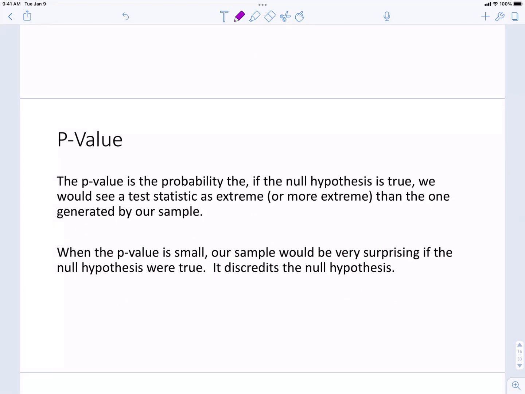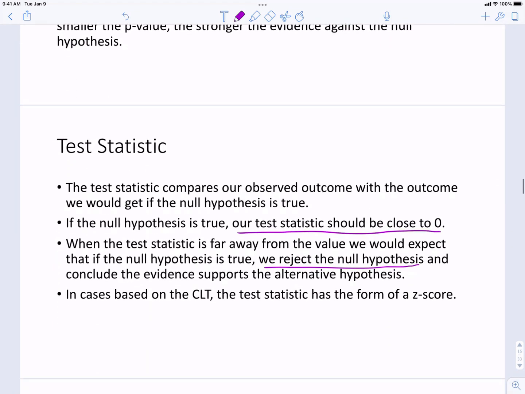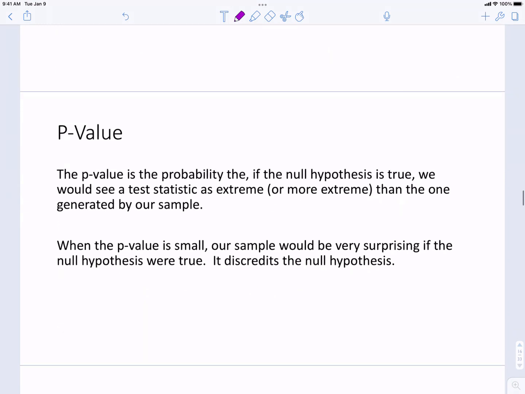Just a few more words, I promise, and then we're getting to an example. So a p-value. The p-value is the probability that if the null hypothesis is true, we would see a test statistic as extreme or more extreme than the one we've got in our sample. So that's why I said back here, if we think about our case of discrimination, our p-value was 0.02. The probability of seeing only 14 women promoted was 2%. We saw that in our simulation. In other words, that was highly unlikely. So we didn't believe our null hypothesis was true.